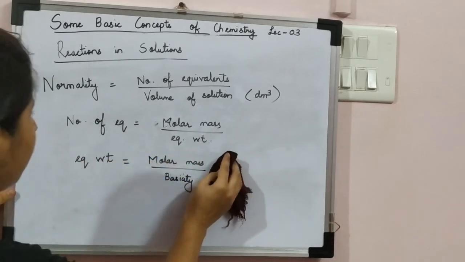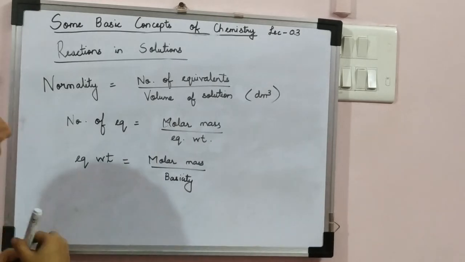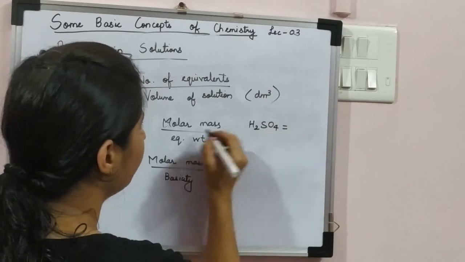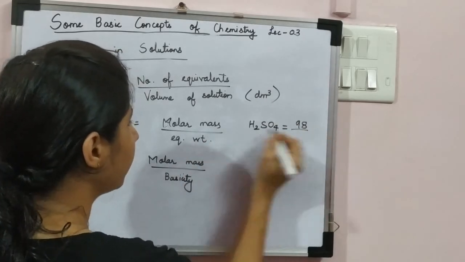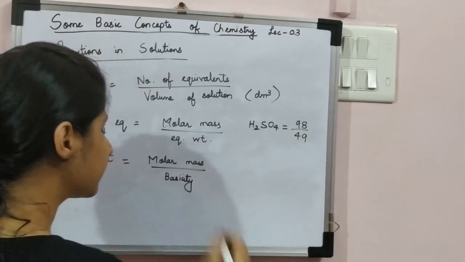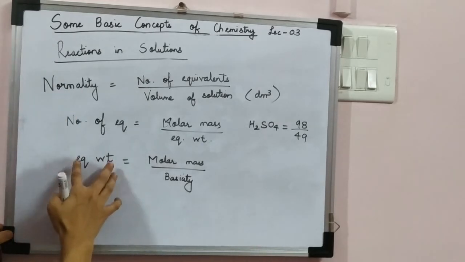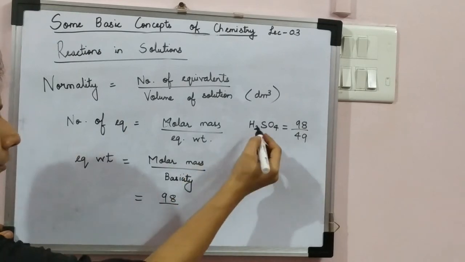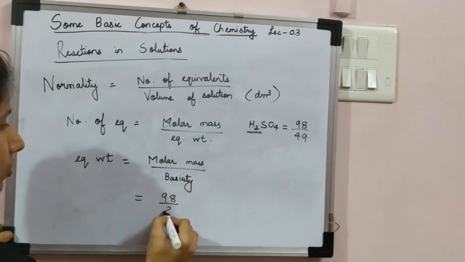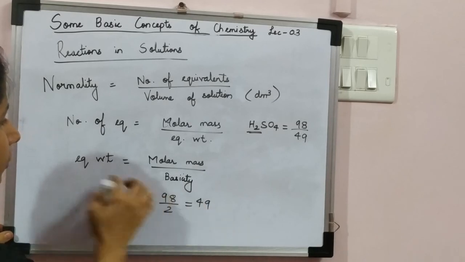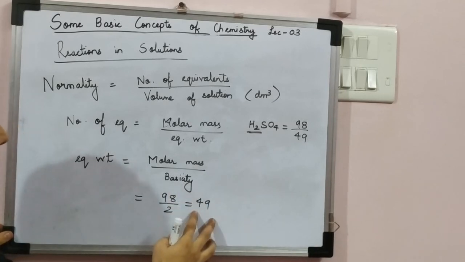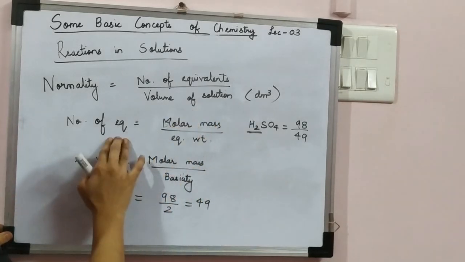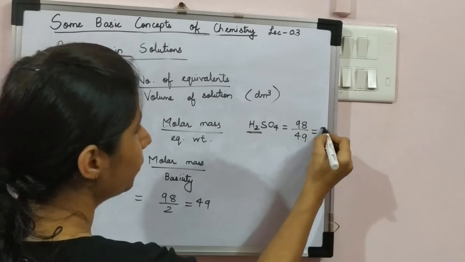Now let's say I have to calculate this for H2SO4. For H2SO4, I know that the molar mass is 98 and the equivalent weight is 49. How do I get this as 49? I will calculate from here. Equivalent weight is molar mass upon basicity. The number of replaceable H plus is 2. So 98 upon 2 is 49. So the equivalent weight is 49. If I have the equivalent weight, I will substitute in this. So molar mass upon equivalent weight will give me the number of equivalents. So this comes out to be 2 for H2SO4.